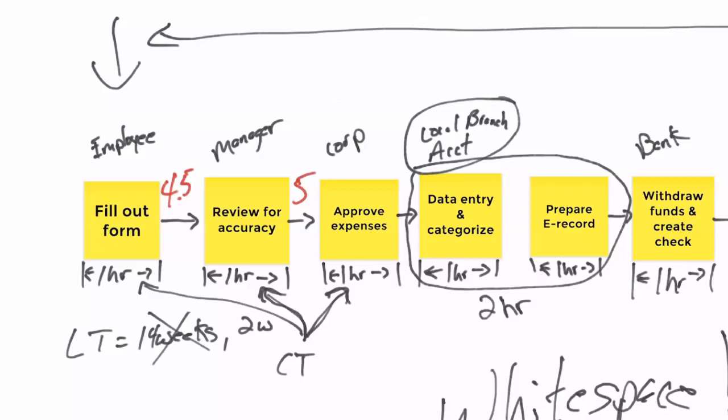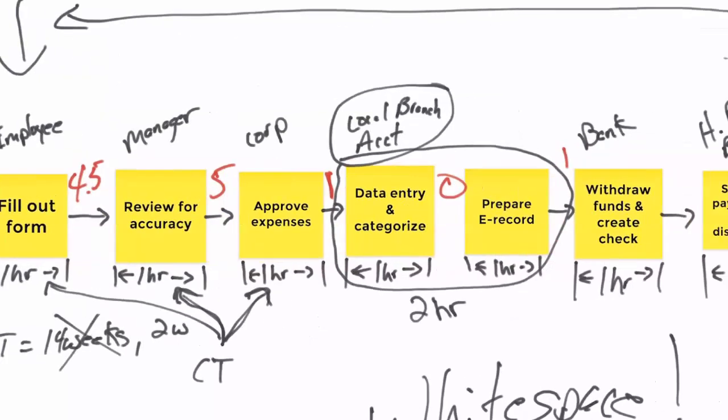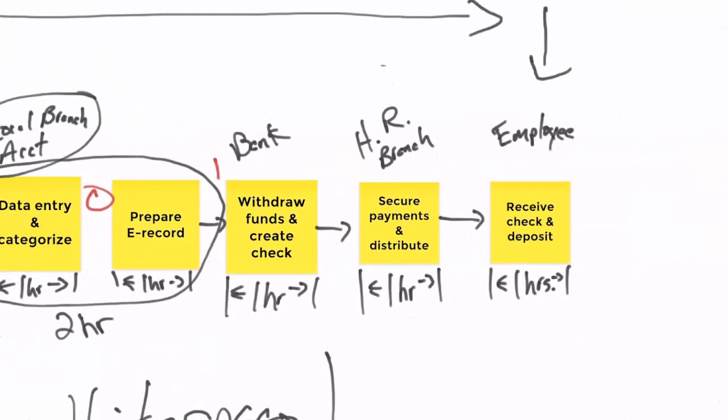Now, not all white space is equal. I know it was 4.5 and 5 days here, but when corporate did finally send the approval, it was usually only 1 day or less in the handoff between corporate to the local branch accounting. And it was 0 days for white space in between here. Preparing the e-record and sending it to the bank, again, only took about a day. But between the bank and the HR branch, after the bank cut the check and would send it to the HR branch, that would typically take 2 to 3 days. Let's just call it 2 days to make the math easy.